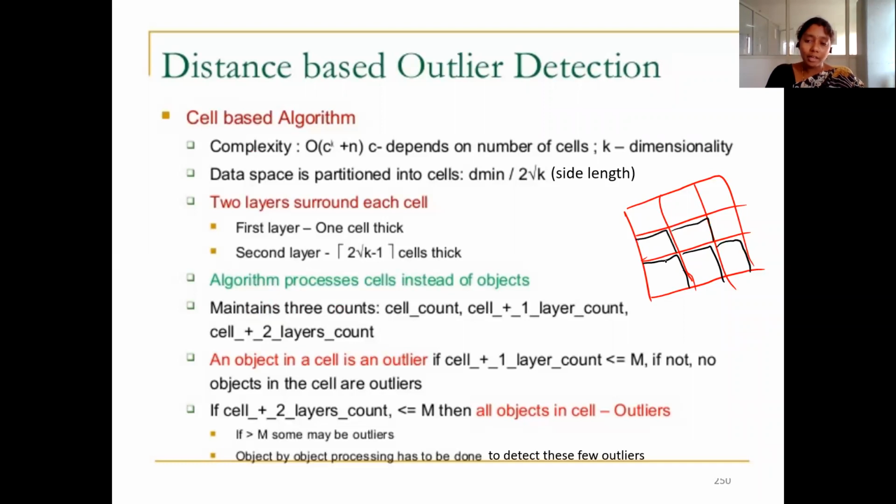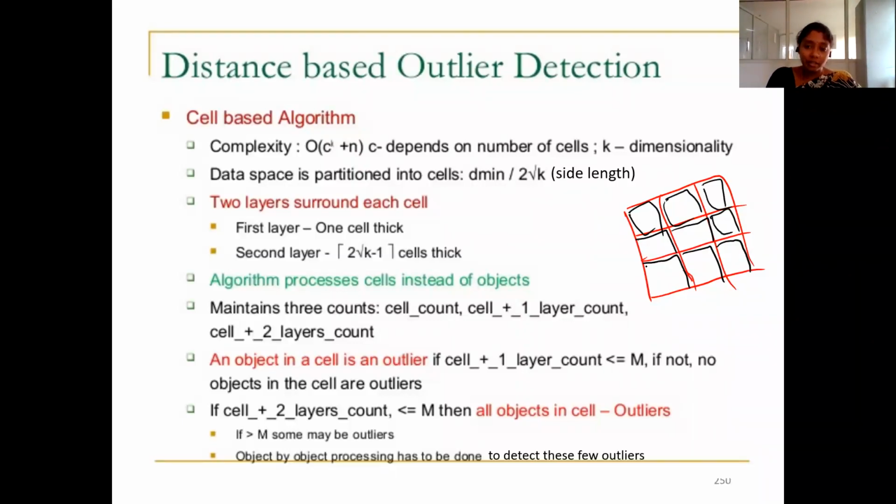And outliers are detected not by going through the objects one by one. That means object by object detection is not carried out here. Only cell wise detection is carried out. That means each cell is examined to see whether an outlier exists in that particular cell or not. Like that, cell by cell detection is carried out here.